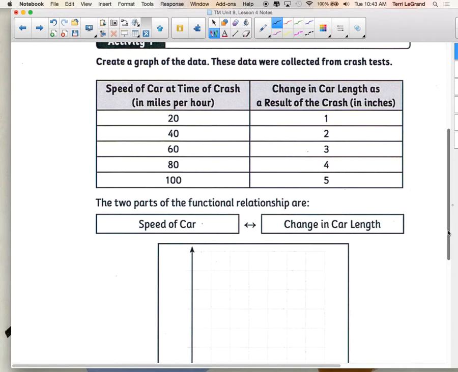So probably, would it get shorter or longer in a crash? Probably shorter, right? Okay, so which of those do you think would be the input and which would be the output? Or in other words, what depends on what in this situation? Would the speed of the car at the time of the crash depend on the change in car length? Or would the change in car length depend on the speed of the car at the time of the crash?